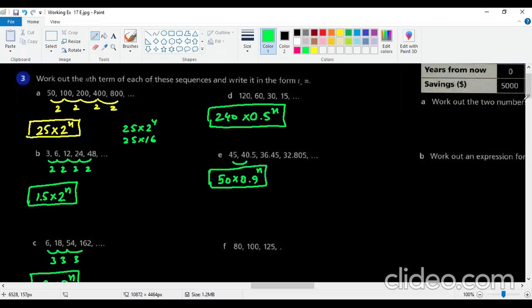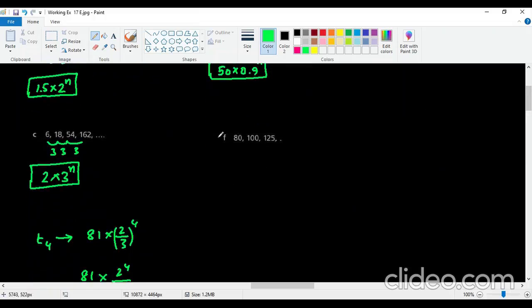Next is part F. In here, as you can see, 80 times 1.25 is giving us 100. 100 times 1.25 is giving us a 125. So that means 1.25 to the power n is going to be the first one, and when multiplied by 64 is going to give us the term rule for this sequence.